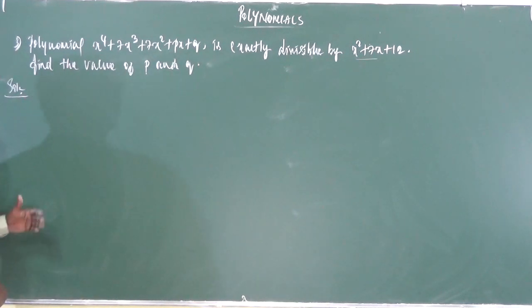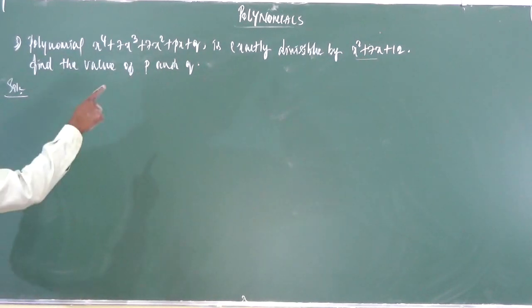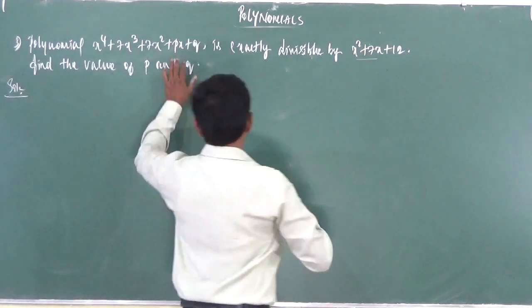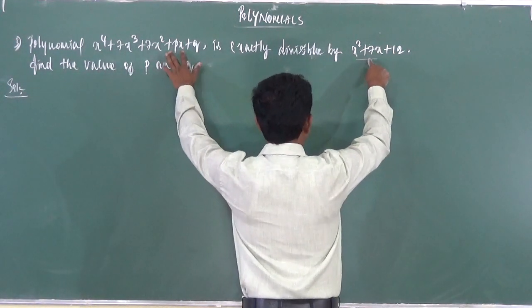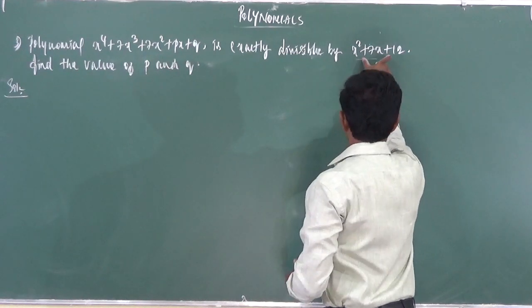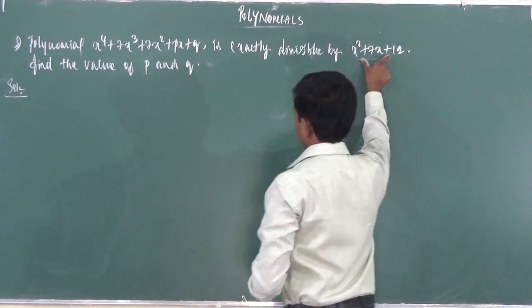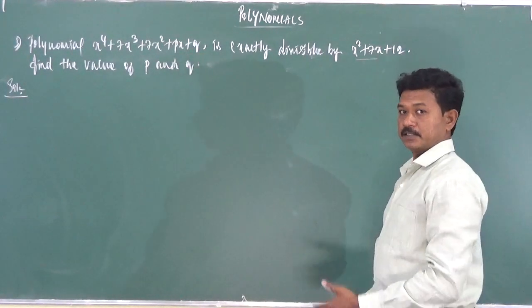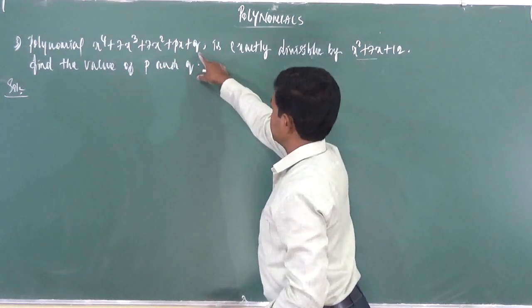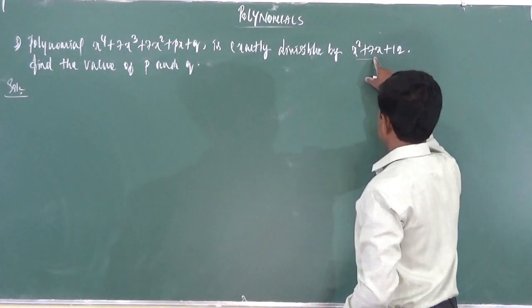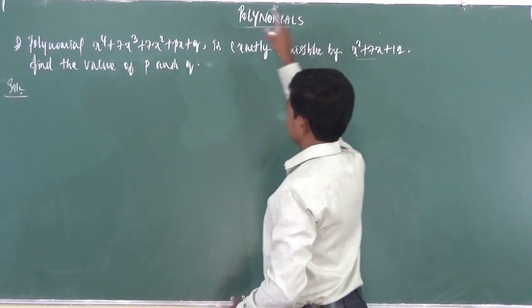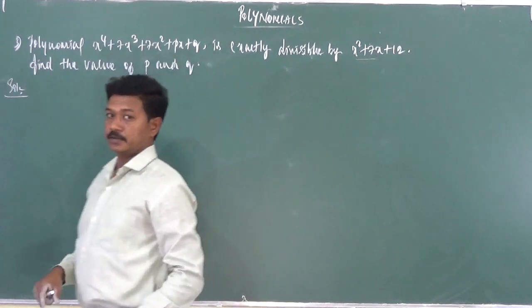So now let us take x square plus 7x plus 12 and find the factors of that. If this polynomial is exactly divisible by this, then the factors of this quadratic polynomial are the zeros of this polynomial. So we have to remember this. I will repeat once again. This polynomial is exactly divisible by this, so therefore the factors of this polynomial are the zeros of this polynomial. You have to remember this.